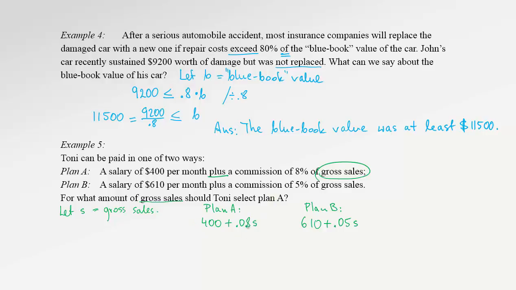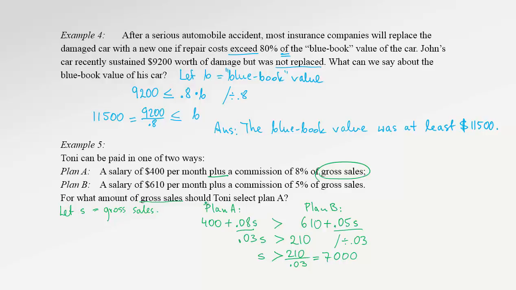Now, we want to know when Tony will select plan A. That suggests that plan A should give him more money. Therefore, we place this inequality. It's bigger. Okay, let's solve it. We need to collect all S's to one side. Let's put it to the left. It will be 0.08 minus 0.05, so it's 0.03S, bigger than, and 610 minus 400 is 210. Last step, we divide by 0.03. We end up with S bigger than 210 over 0.03, which gives us $7,000.